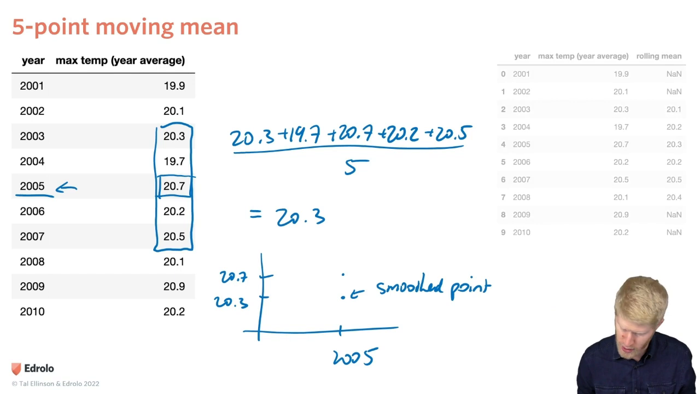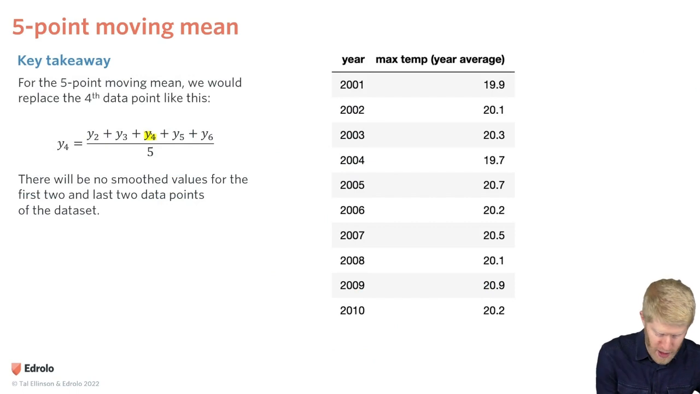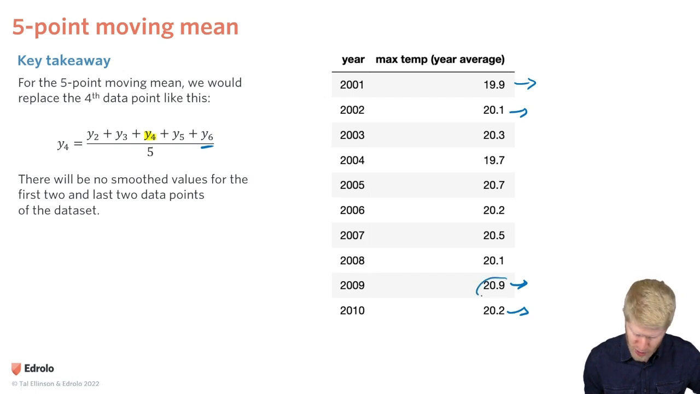And if you do that for every point, you can get a 5-point smoothing mean for every point in your data set, except for the first 2 and the last 2. Can you think about why we wouldn't get a 5-point smoothing mean for those? Here's a summary of the formula. If we want to replace the 4th point, we'll take all of these points and divide them by 5. We're not going to get a 5-point smoothing mean for this one, this one, this one, or this one. And what's the reason?